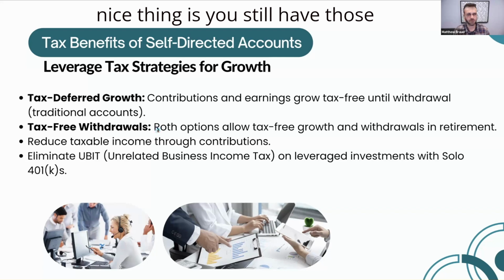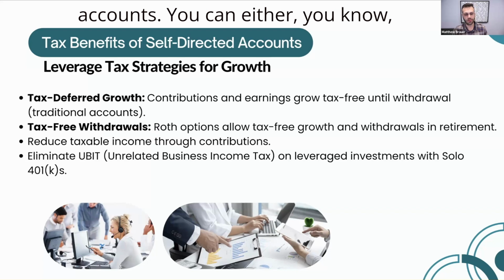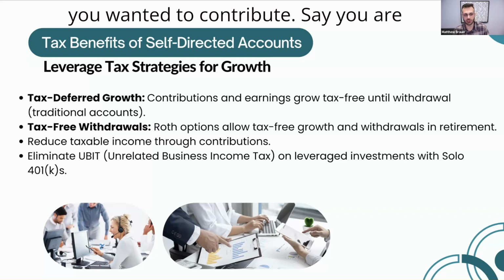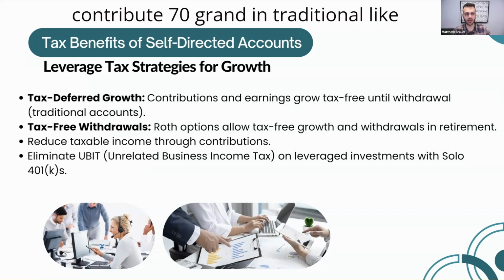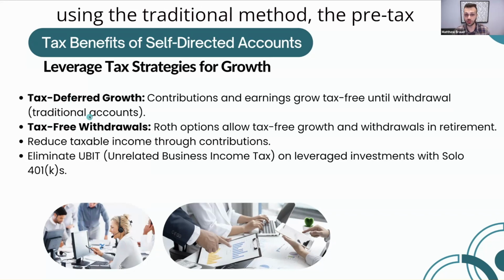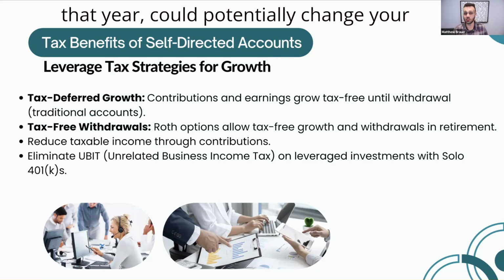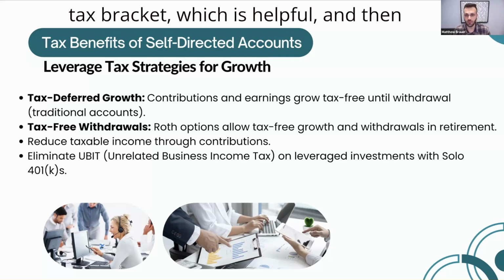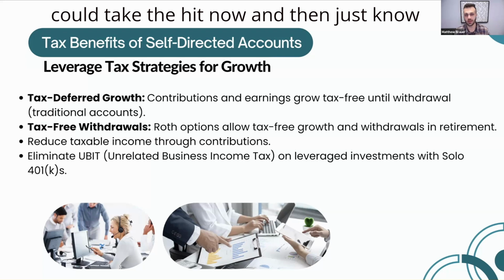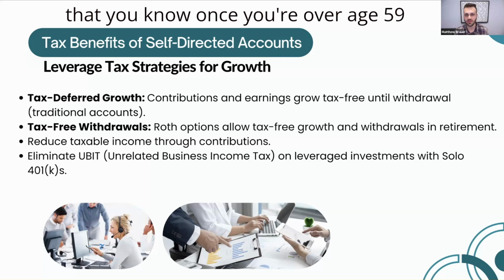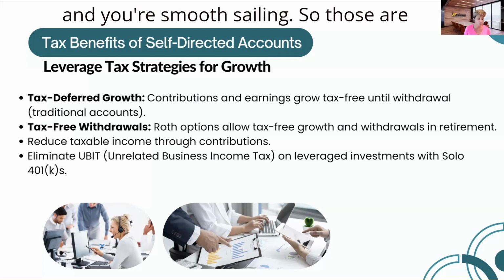So the nice thing is you still have those strategies inside of both of these accounts. You can reduce your taxable income in a year if you wanted to contribute. Say you are self-employed and a high earner, you want to max out, you want to contribute 70 grand using the traditional method, the pre-tax dollars. You'll lower your gross income that year, could potentially change your tax bracket, which is helpful, and then you just pay that later on. Or you could take the hit now and then just know that once you're over age 59 and a half, you can withdraw that with no issues and you're smooth sailing. Those are great features.